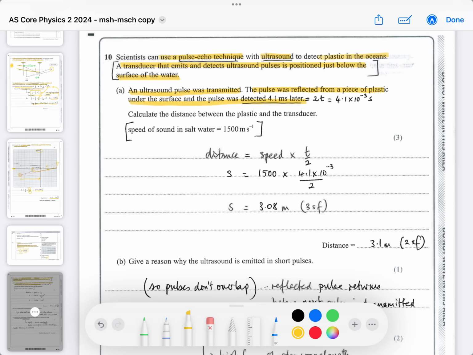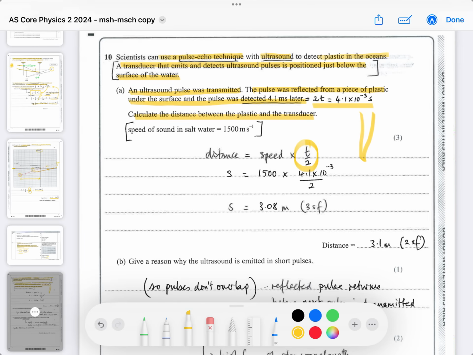That means it's gone there and back, so it's the time it's taken to get to the plastic and come back to the transducer. Calculate the distance between the plastic and the transducer. So basically you need to realize that it comes from the surface of the water and bounces back, so the time to go there will be half.